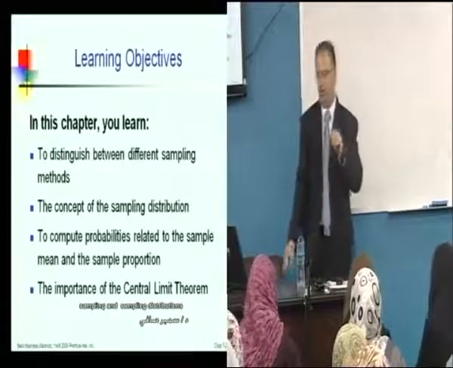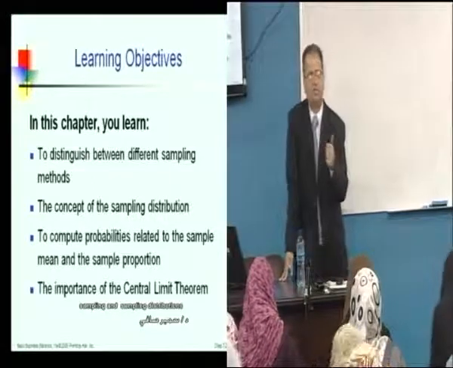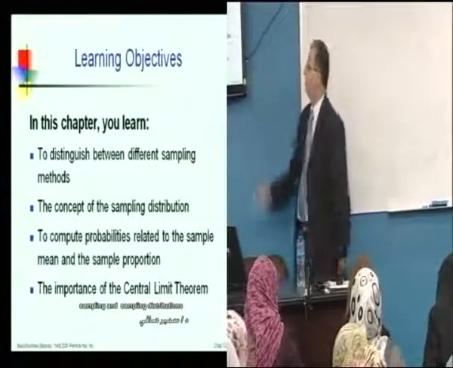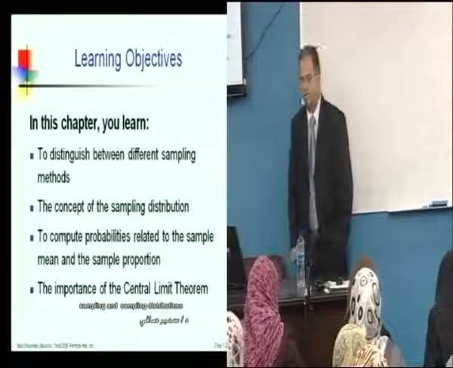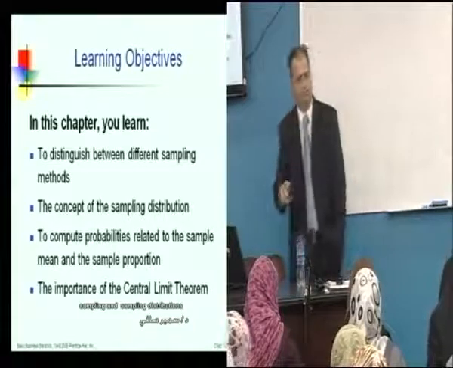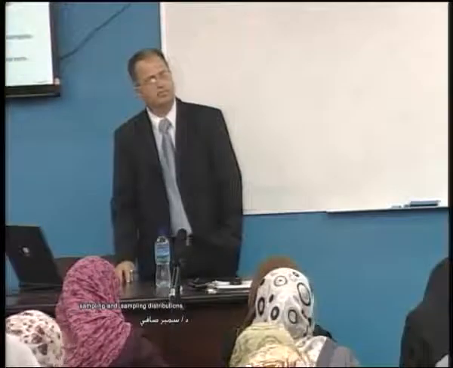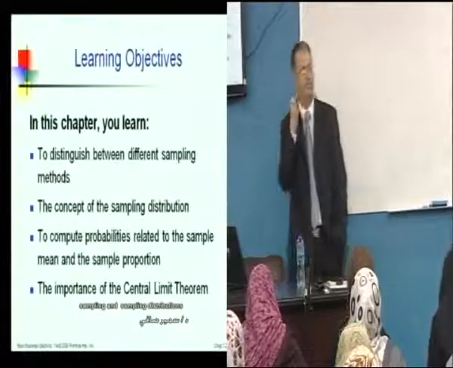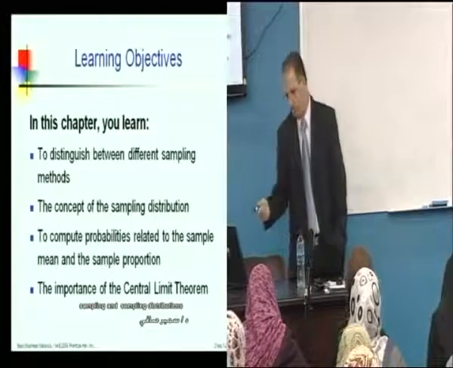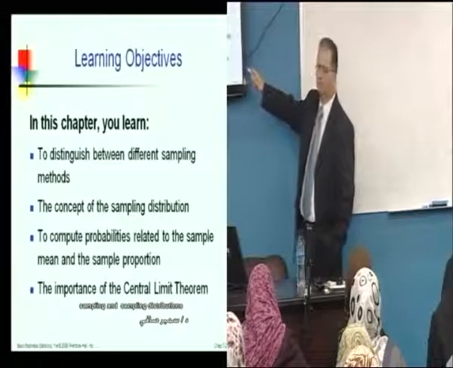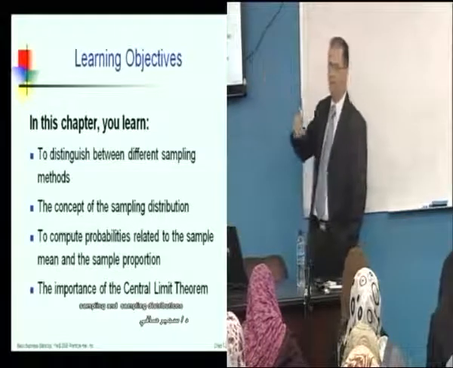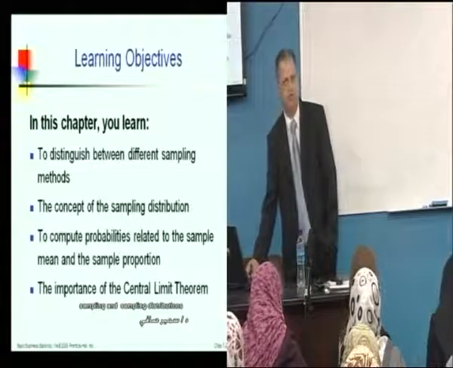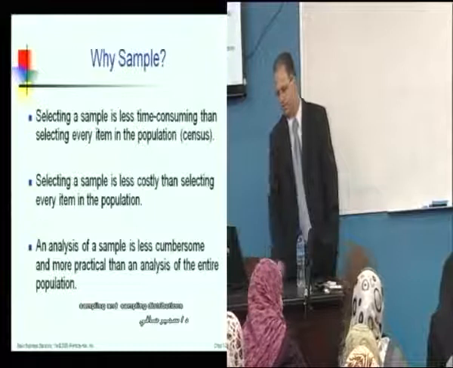So for this chapter we are going to discuss how can we compute the probabilities for each one, either the sample mean or the sample proportion. The last objective of this chapter is to use the central limit theorem, which is one of the most famous theorems in this book, called again CLT, central limit theorem, and we are going to show what is the importance of this theorem. So these are mainly the four objectives for this chapter.